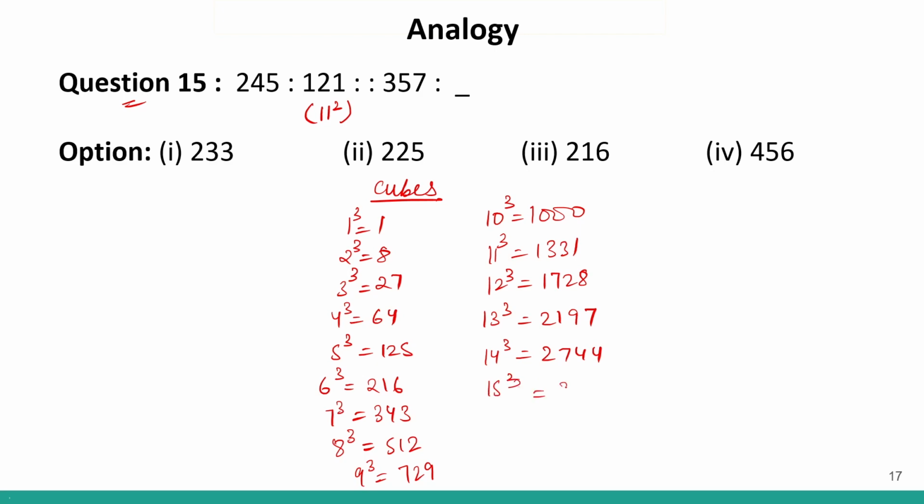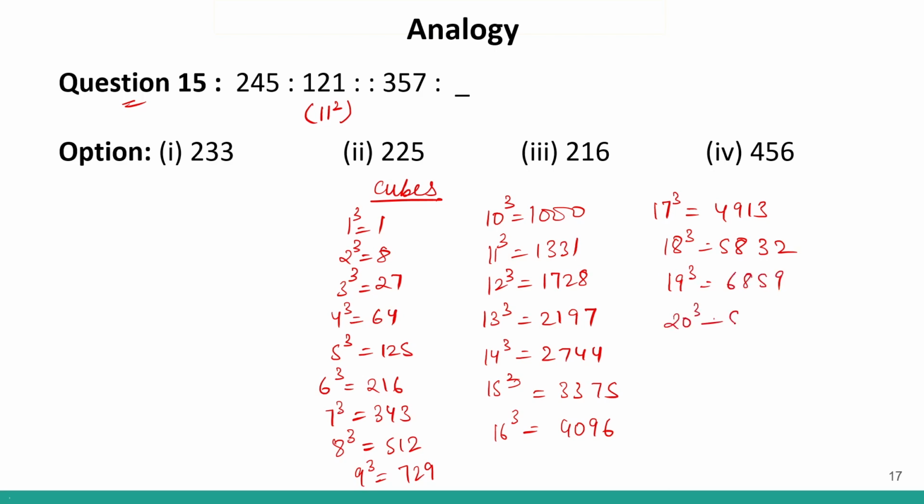15 cube is 3375. 16 cube is 4096. Then we have 17 cube, which is 4913. 18 cube, which is 5832. 19 cube, which is 6859. And then we have 20 cube, which is 8000. So these are your cubes.